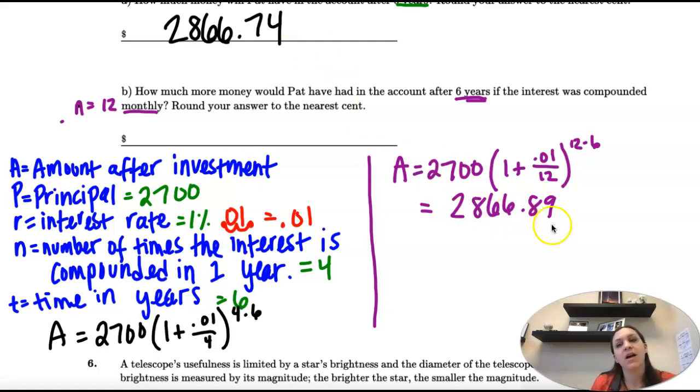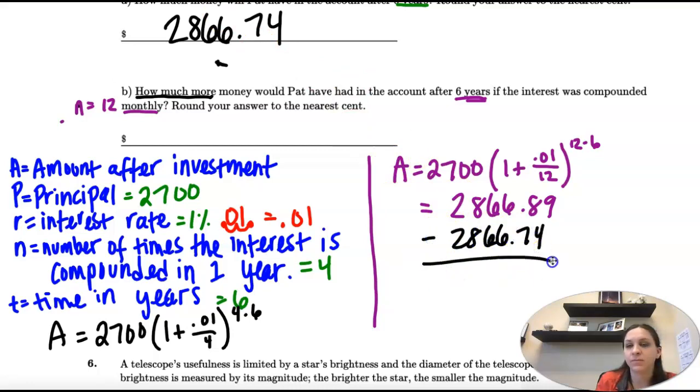And the question's not asking for this, it's asking how much more would they make. So we're comparing these two answers. So I'm going to take the bigger one and subtract the smaller one. 9 minus 4 is 5, 8 minus 7 is 1, and this is all 0. So, quarterly to monthly is a whole 15-cent difference.